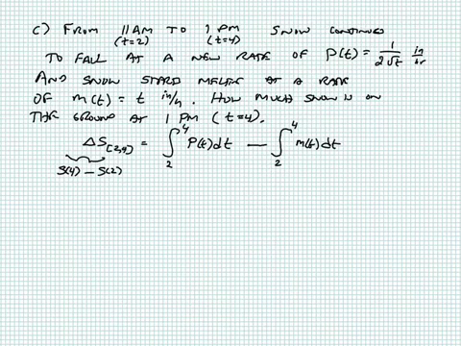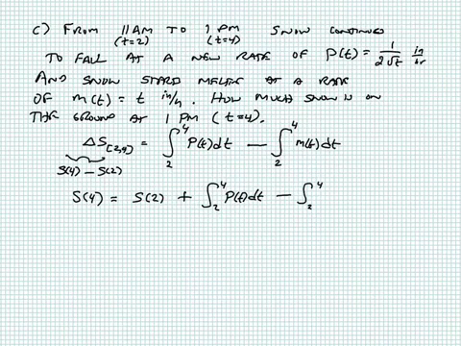So if I solve for what I'm looking for, which is the amount of snow on the ground at 1 p.m., which is S of 4, that's going to be equal to S of 2 plus the integral from 2 to 4 of the rate that the snow is falling, minus the integral from 2 to 4 of the rate that the snow is melting.